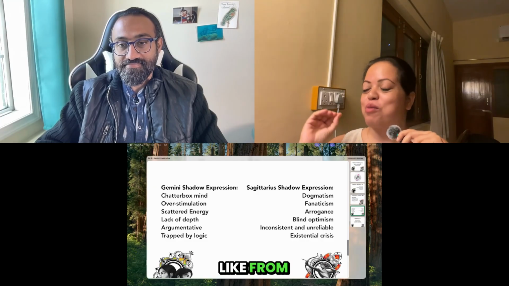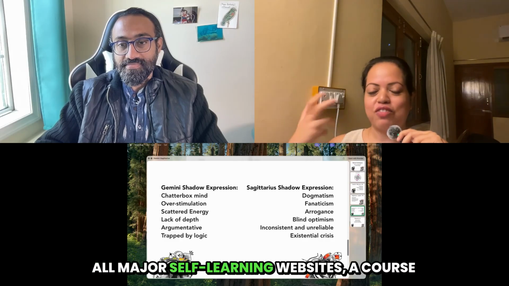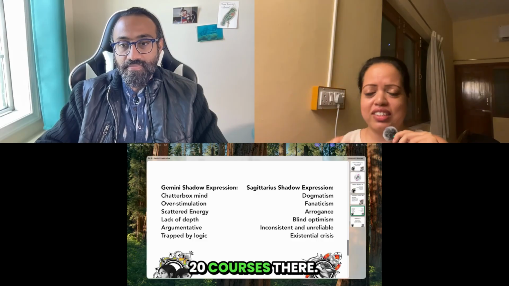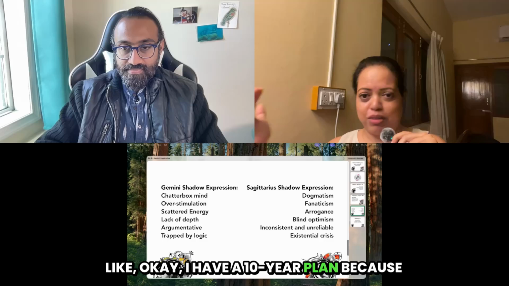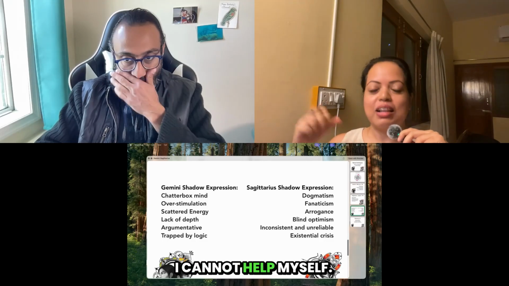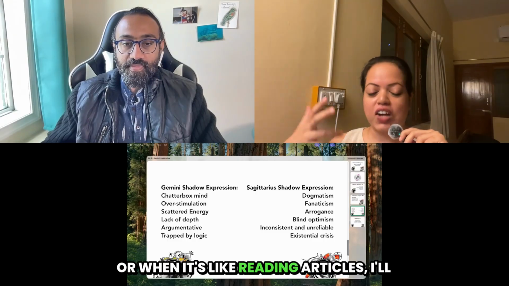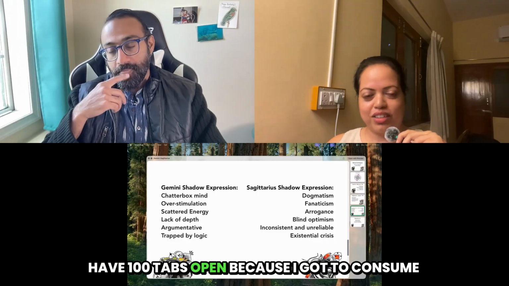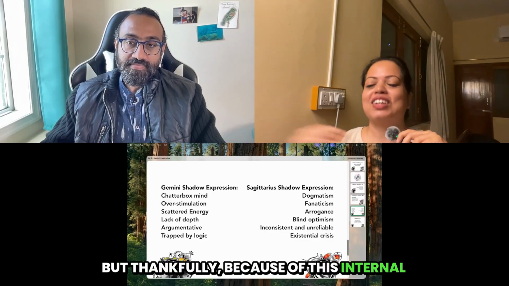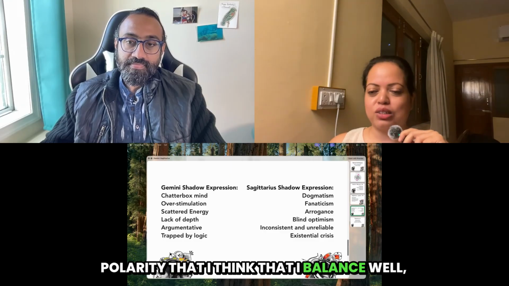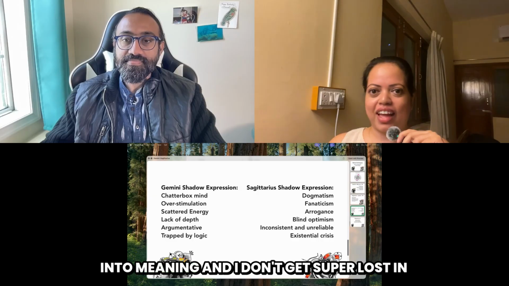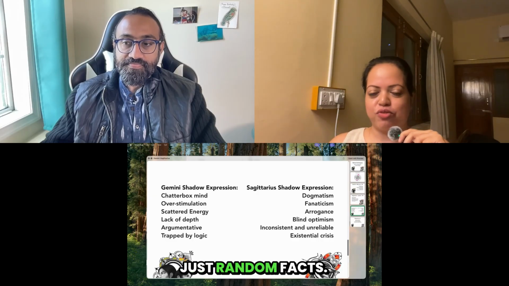Like, from all major art self-learning websites, a course here, a course there, like 10 courses here, 20 courses there. I'm like, okay, I have a 10-year plan because I'm also Capricorn and it's really long term, but I cannot help myself. Or when it's reading articles, I'll have 100 tabs open because I've got to consume all of it. But thankfully, because of this internal polarity that I think I balance well, I'm able to convert all that data into meaning, and I don't get super lost in random facts.